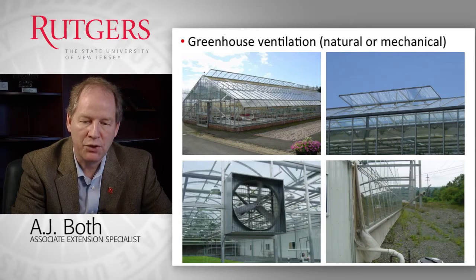The bottom two pictures show a mechanical ventilation system with, on the left-hand side, in one end wall, a row of fans, again driven by an electric motor, and on the other, the opposing side wall, we have a large window that opens up to allow air to enter the greenhouse when the fans are operating.